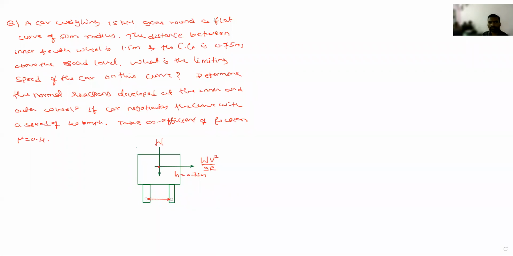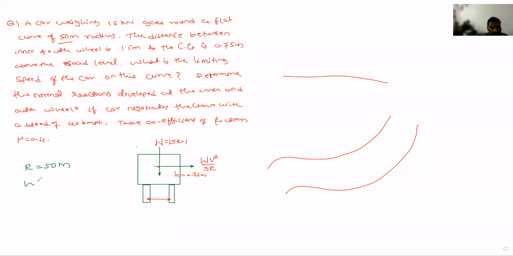The weight of the car is given. What is the weight of the car? It is equal to 15 kilonewton, correct? Then a flat curve of radius 50 meter is given. The road is curved, but it is flat. In the longitudinal section, the ground is flat only. It is not rising or falling. You can take the radius as R, which is equal to 50 meter.